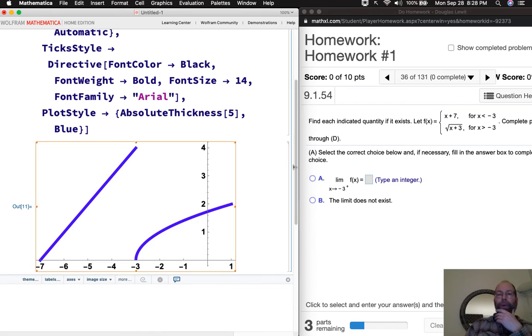Now, this is the point. This is really, really important. Let's look at the problem now. This problem says, what is the limit as x goes to -3 superscripted plus?